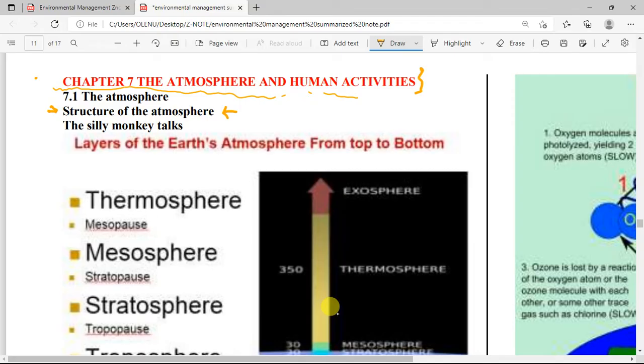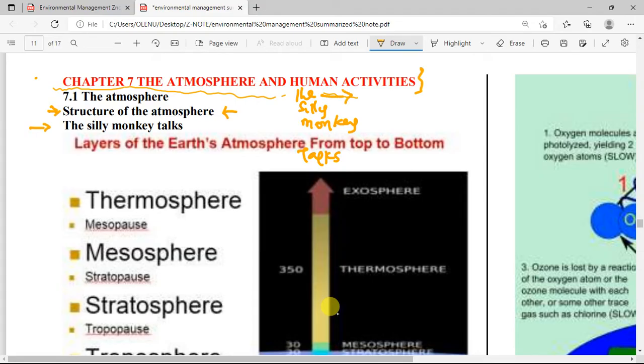Structure of the atmosphere. The atmosphere is divided into different layers, and for your syllabus, you need to know the characteristics of the four major layers of the atmosphere. If you remember this sentence called "the silly monkey talks", this represents the various layers that you need to know in relation to your syllabus.